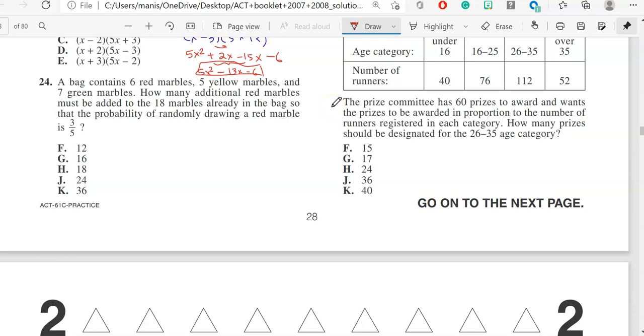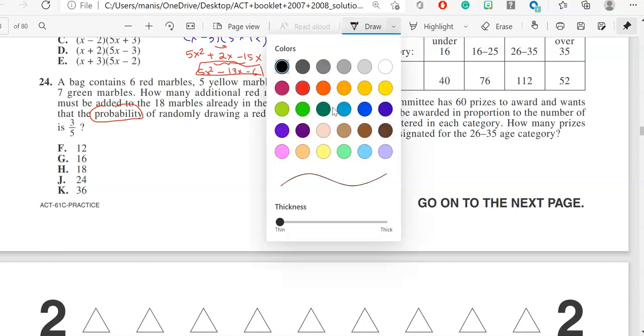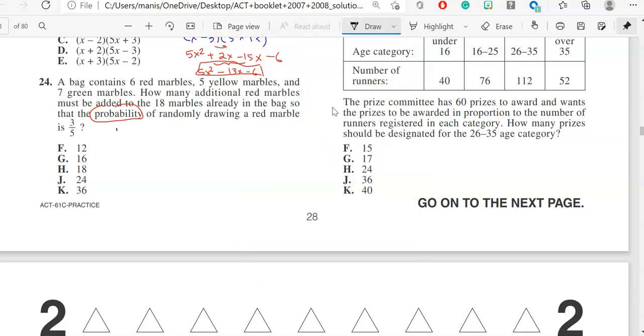A bag contains 6 red marbles, 5 yellow marbles and 7 green marbles. How many additional red marbles must be added to the 18 marbles already in the bag so that the probability of randomly drawing a red marble is 3 over 5? First of all, we need the formula to find the probability of an event. The probability of an event is the favorable number of outcomes over the total number of outcomes.